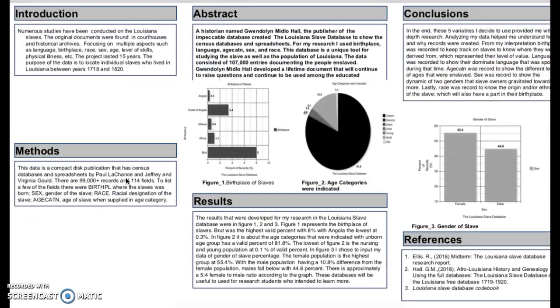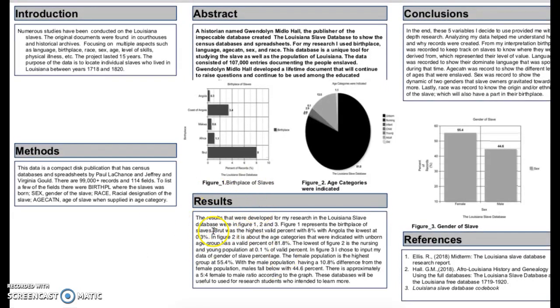So for the methods that were used for this data, the data is a compact disc publication that has census databases and spreadsheets by Paul Lachance and Jeffrey and Virginia Gould. There are 99,000 plus records in 114 fields. To list a few of these fields, there were birthplace, where the slaves were born; sex, gender of slaves; race, racial designation of the slaves; and age category, age of slaves when supplied in age category.